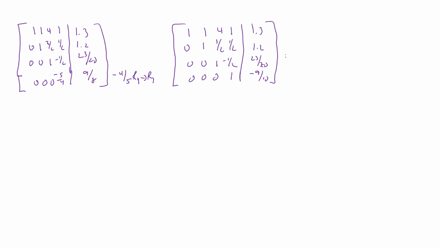So we're going to take a 1/2 row 4 plus row 3, and that's going to be our new row 3. We're going to take a -1/2 row 4 plus row 2, and that's going to be our new row 2. We're going to take a minus row 4 plus row 1, and that's going to be our new row 1.